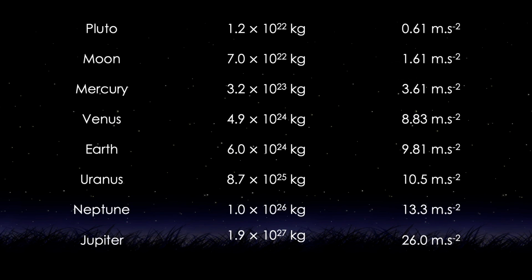Pluto has a lesser mass and therefore its acceleration due to gravity is only 0.61 meter per second square, whereas Jupiter has the largest mass amongst all planets and therefore its acceleration due to gravity is as high as 26 meters per second square.